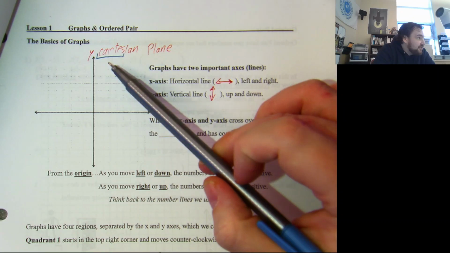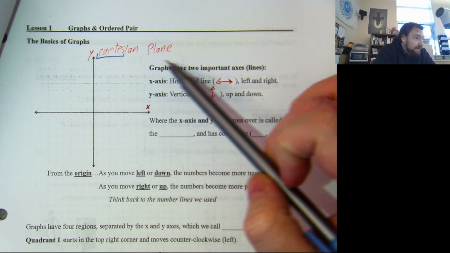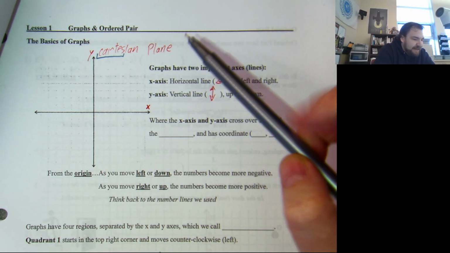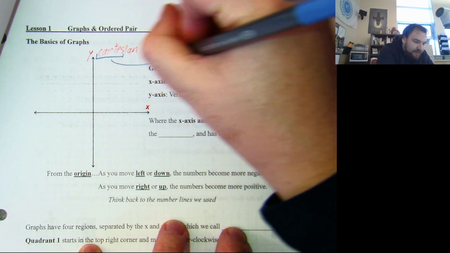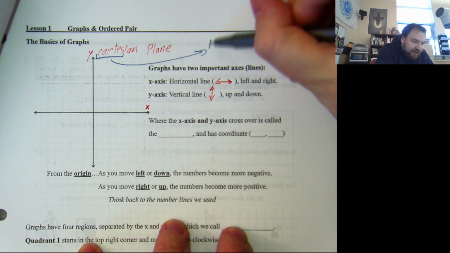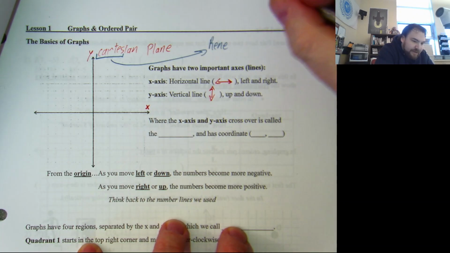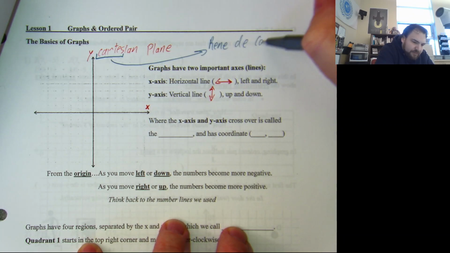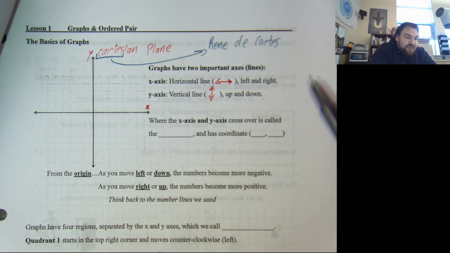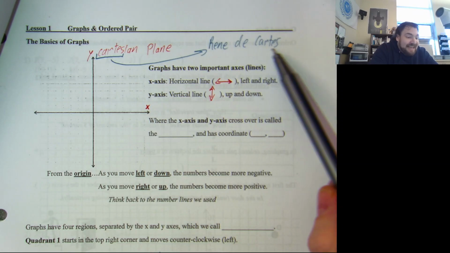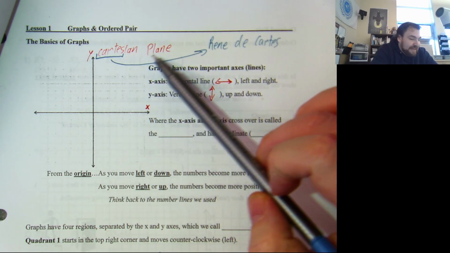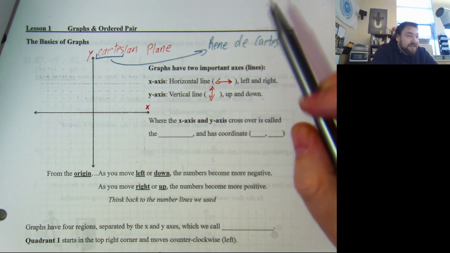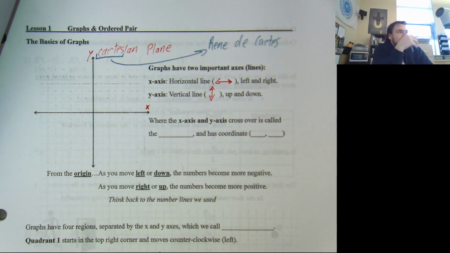His name is actually given to the plane. The Cartesian plane comes from this guy here, René Descartes. So this guy here, his last name is what we call this plane. And René Descartes was they call him a polymath. He did math, he did philosophy, he did physics.